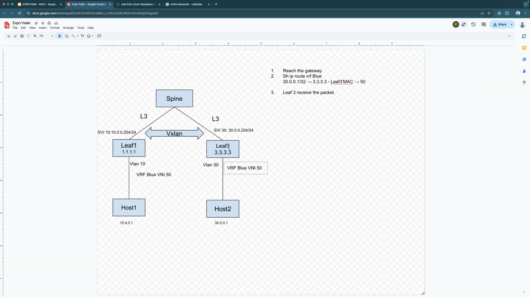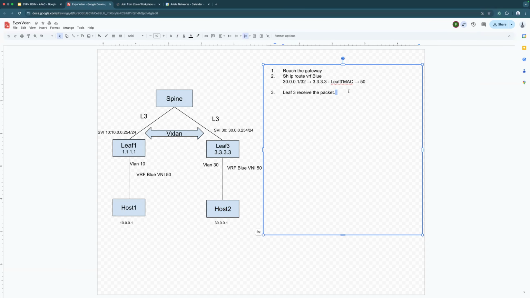In a similar way, leaf 3 would receive that packet because it's the gateway, right? And how does the route look on leaf 3? Show IP route VRF blue for 10.0.0.1. It will point again to leaf 1, and the VNI will be the L3 VNI, which is 50. So that would be leaf 1's MAC and the VNI would be 50, right? Now the packet will be encapsulated and leaf 1 would get that.